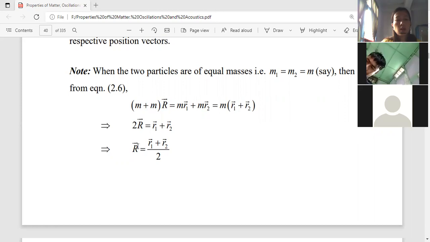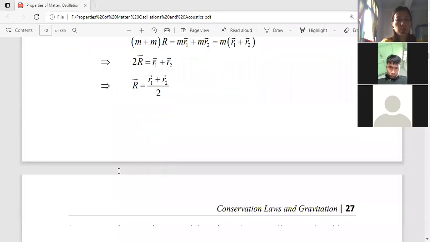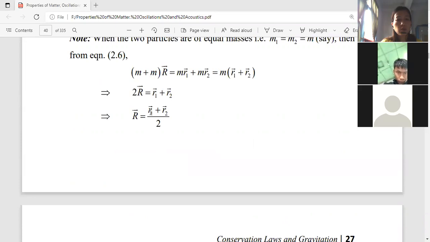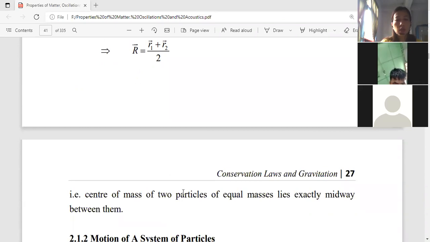So we get the resultant position vector as R equal to r1 plus r2 by 2. This means that the center of mass of two particles of equal masses lies exactly midway between them. Midway between r1 and r2, r1 plus r2 divided by 2, so for a two particle system the midway point is the center of mass.